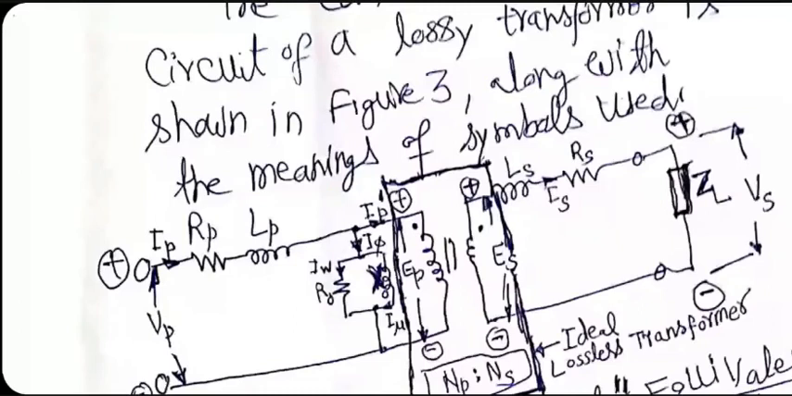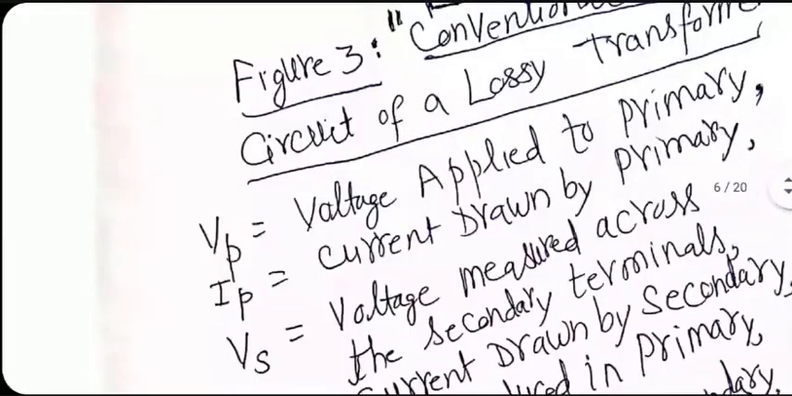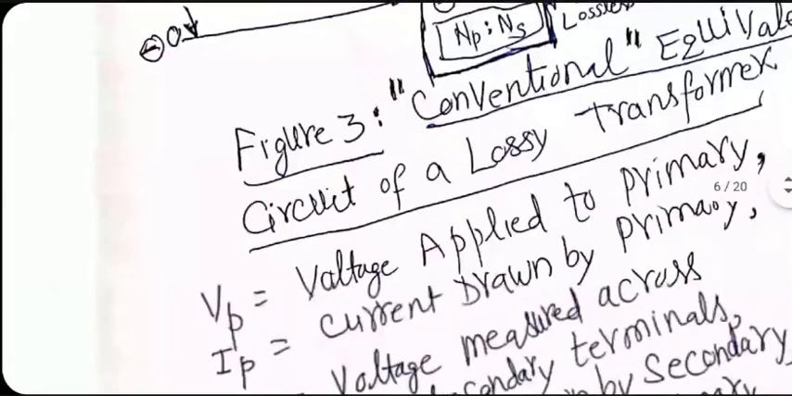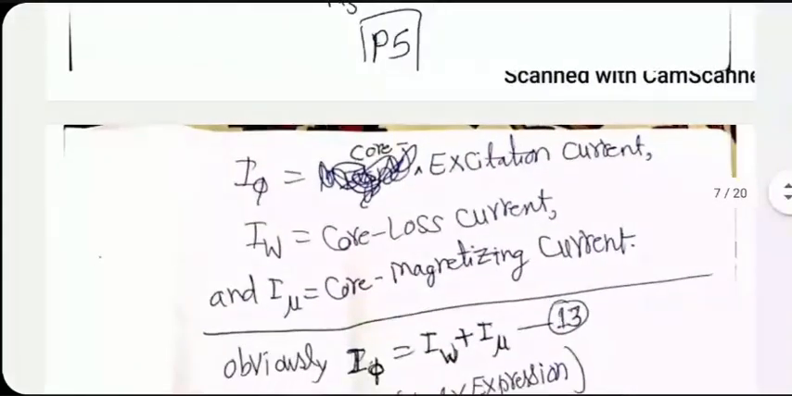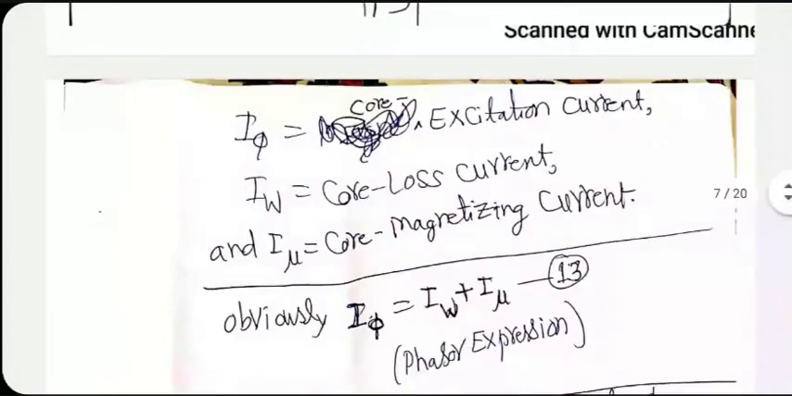I phi is broken into two currents, IW, which is the one going through R0, and I mu, the one going through X0. These two currents are approximately 90 degrees out of phase. So this is what is captured in the document here. I phi will be the summation of IW and I mu, obviously. And in general, these are all complex numbers, so you have to do phasor operations.